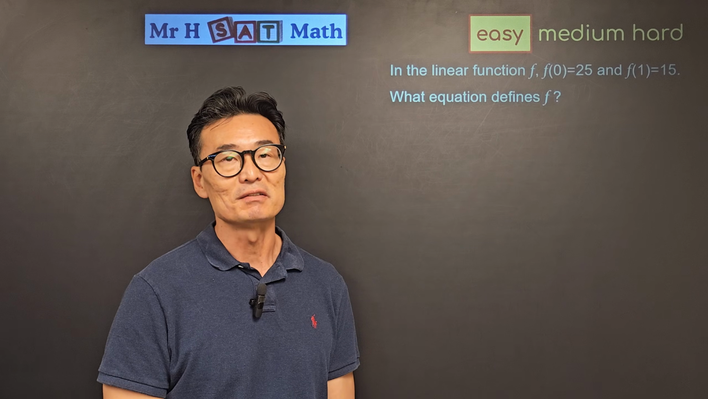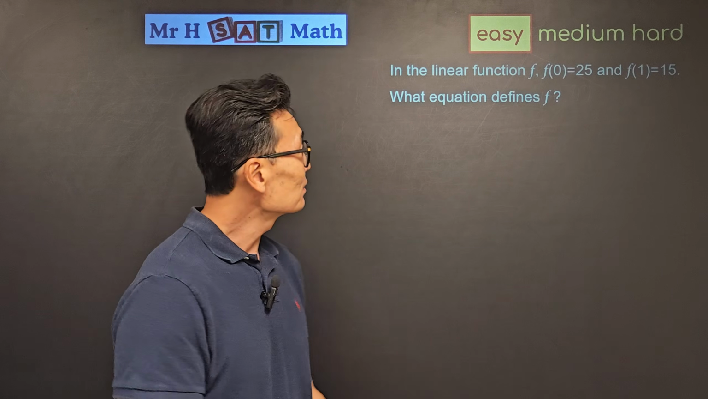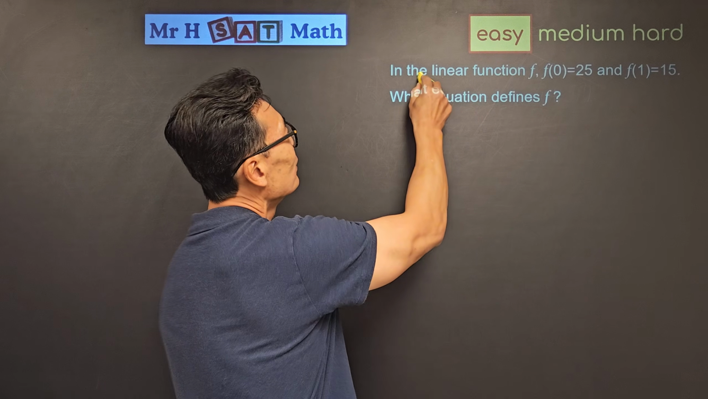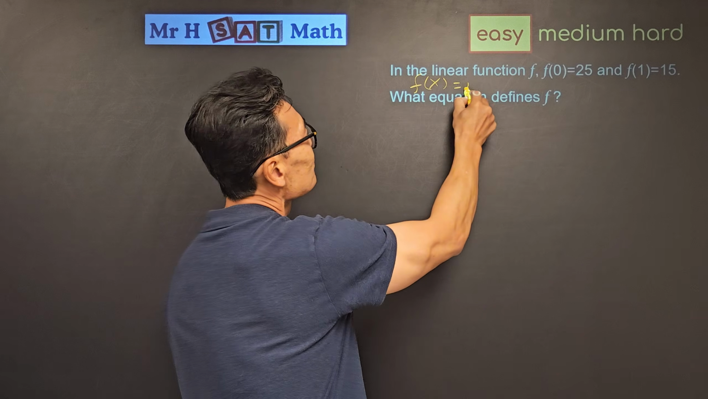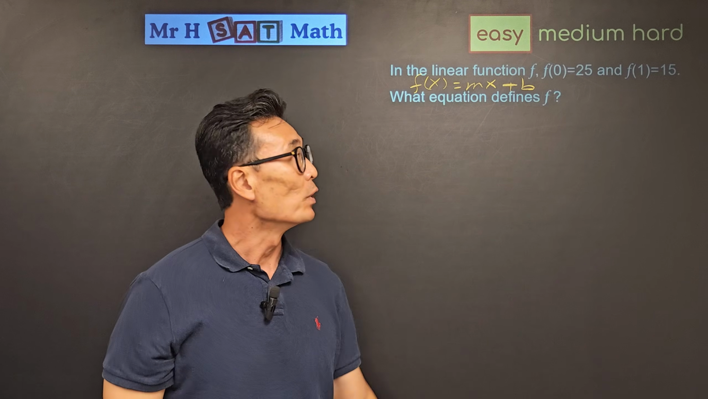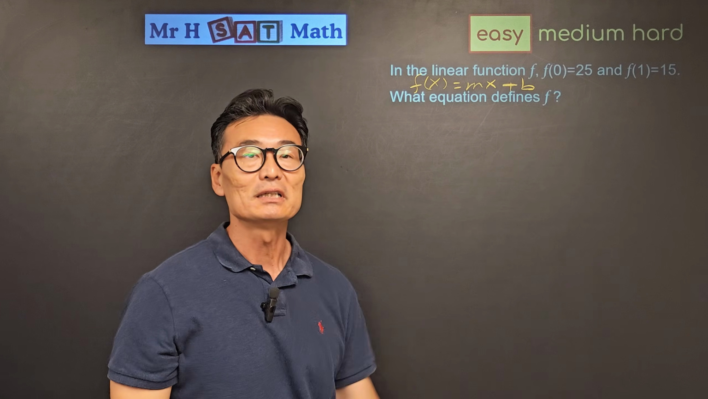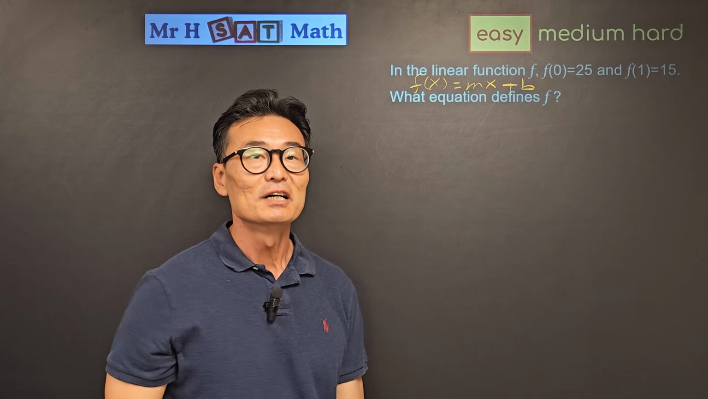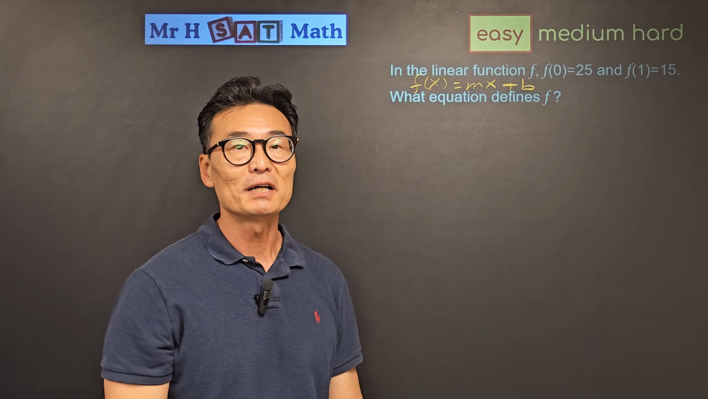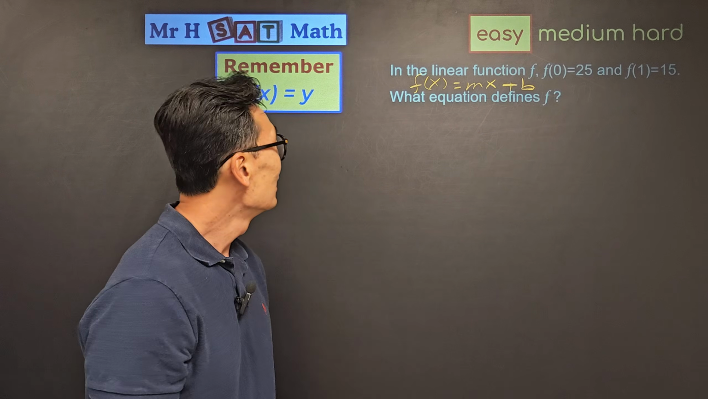what equation defines f? When they say linear function on the SAT, we're talking about f of x equals mx plus b, where m is the slope and b is the y-intercept. Next, when they gave us that f of 0 equals 25, you have to remember this.